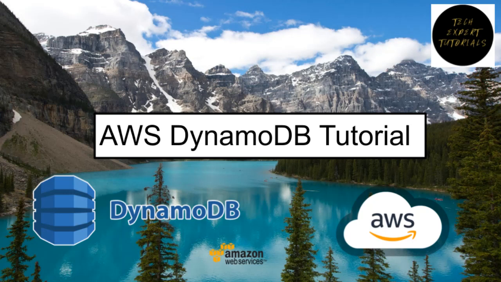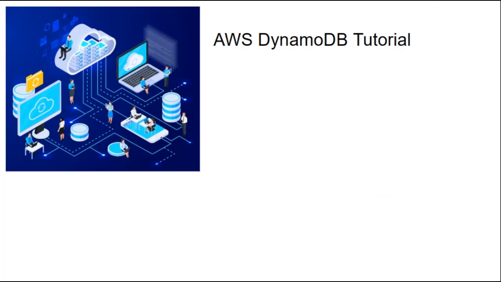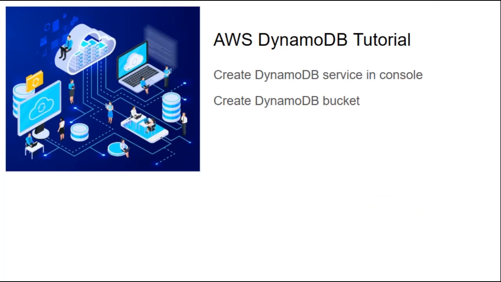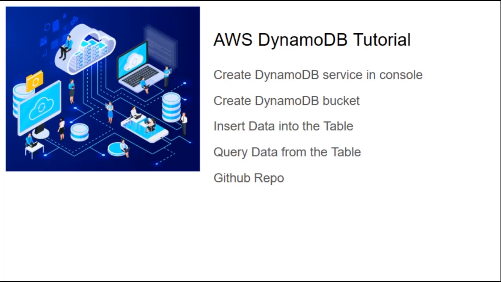Today we are going to show you how to create and interact with an AWS DynamoDB database. First, we will create that DynamoDB table in the console and in Python. Then we create a bucket to store our data. Then we will use Python to insert a record into that table and query the new record back from that table. I'll be including a GitHub repo in the description below.